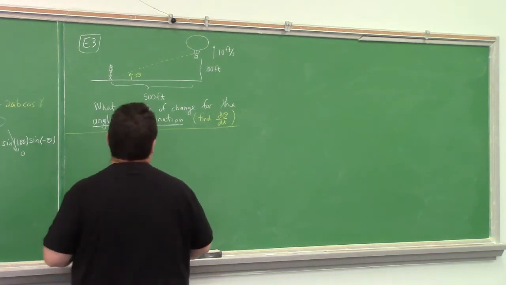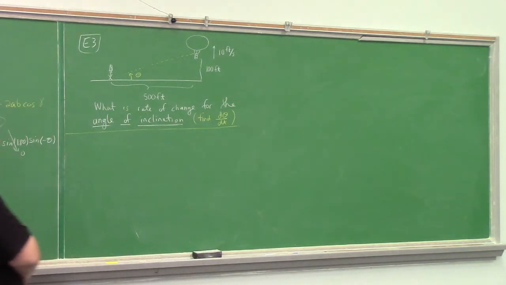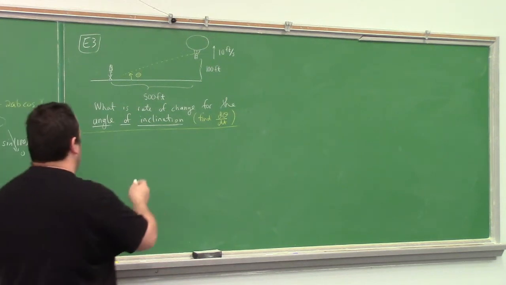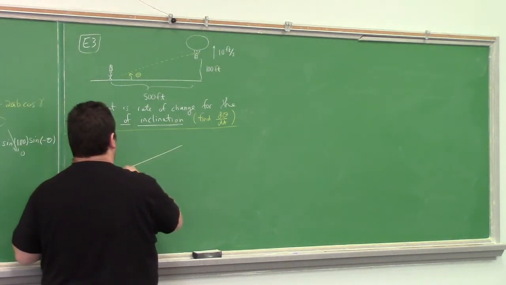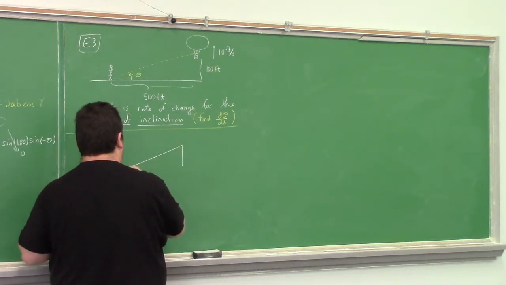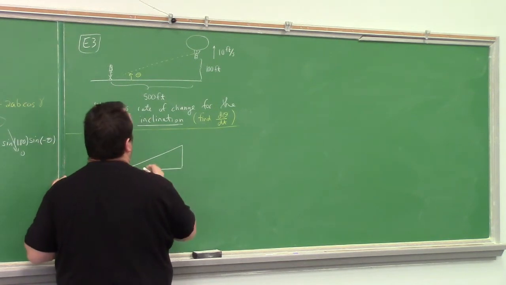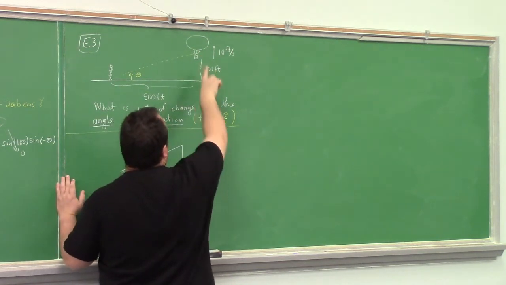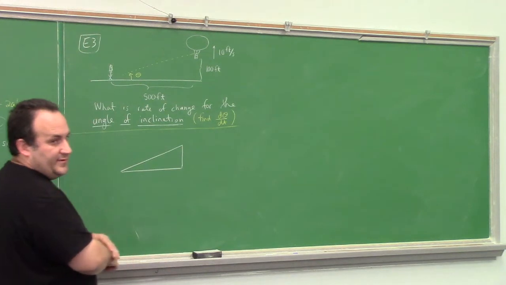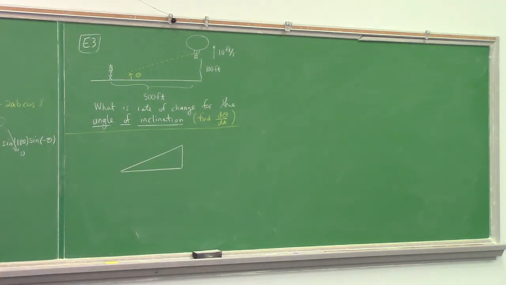So to solve this problem, we need to find some kind of relation between the angle and the variables at play here. So I'm going to draw the triangle again. This is the vertical height, and so we're neglecting curvature of the Earth.